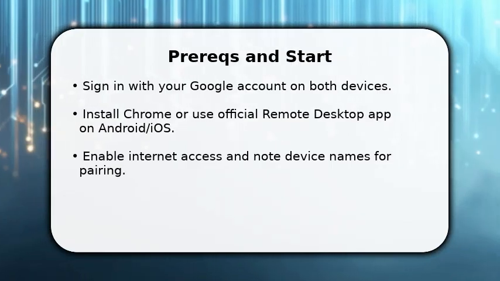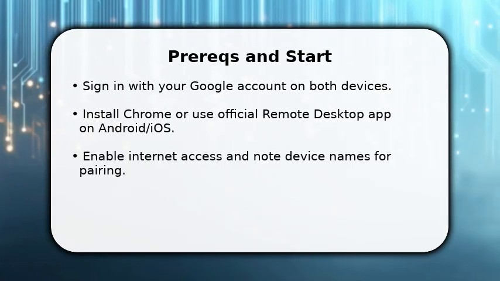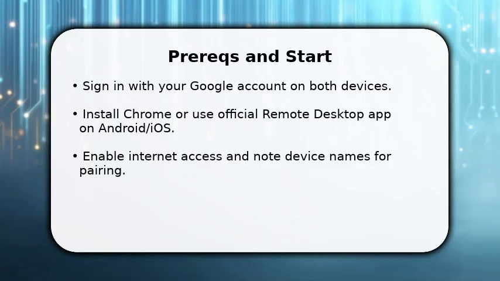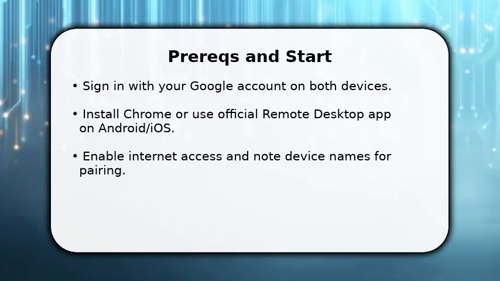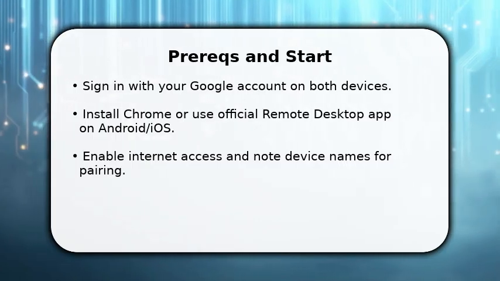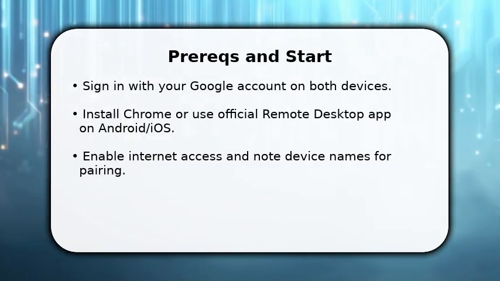You begin by confirming prerequisites: a Google account, Chrome or the official remote desktop app, and internet access. Sign into the same account on both devices so authorization works. Once signed in, open Chrome or the app and choose Remote Desktop. This starts the setup flow.